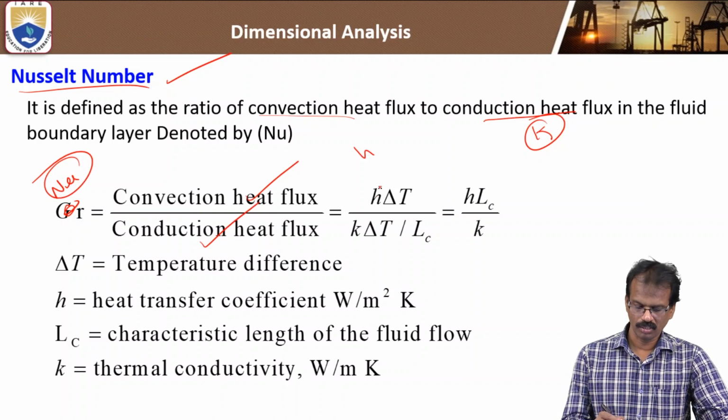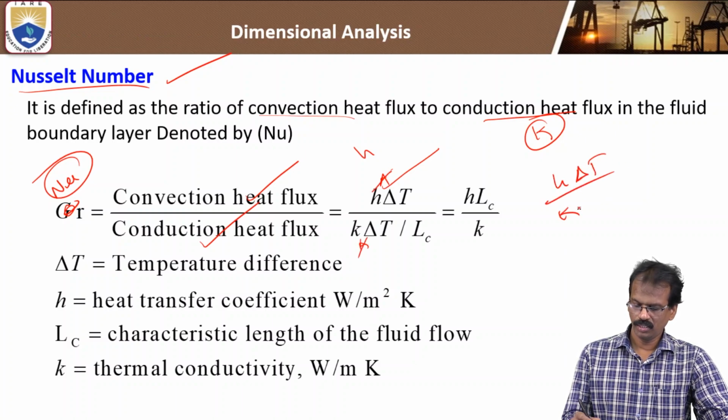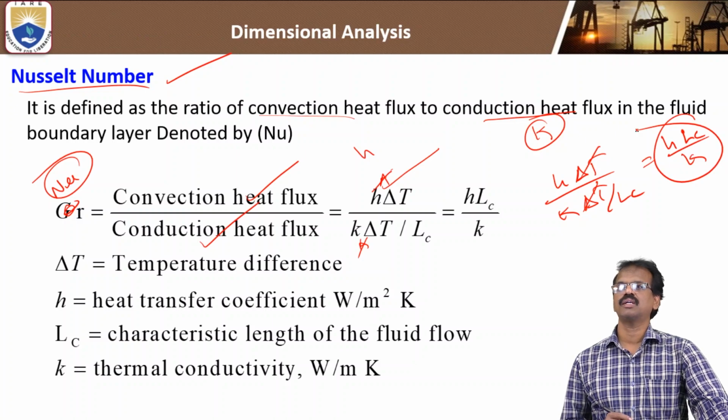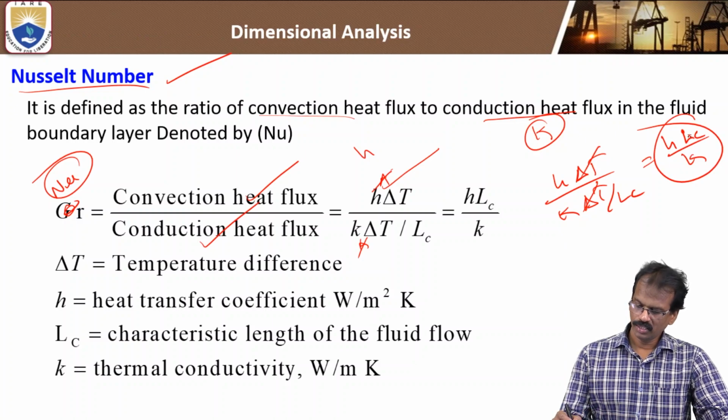Convection heat flux follows Newton's cooling law, h A delta T. Conduction heat flux is k A delta T by LC. The same area cancels out. Then h delta T by k delta T by LC. Here delta T cancels, and LC comes to the top portion. So h LC by k is the formula, where LC is the characteristic length.